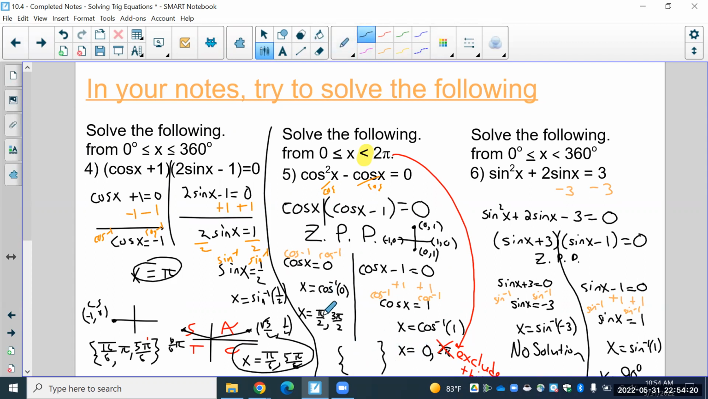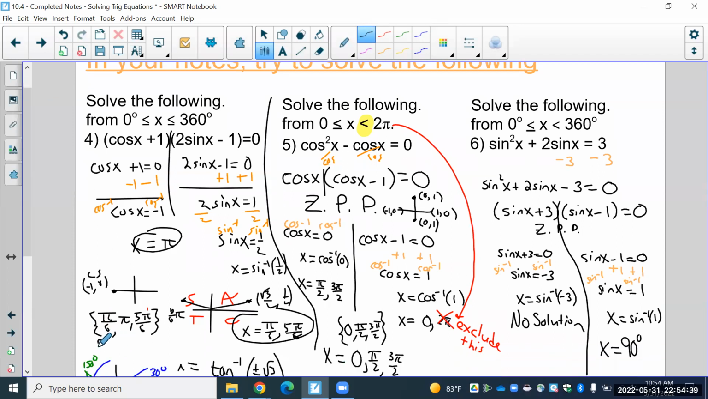So if I put these in order, the first one that was correct was 0, and then pi over 2, and then 3 pi over 2. Okay, and then we come back to 2 pi, but it was excluded just because they did it in the directions. And now that I look at my directions, these answers are all right, but they wanted them in degrees. So why don't we put them in degrees? This one would be 30 degrees, and then 180 degrees, and then 5 pi over 6 would be 30 degrees past 180, or 210 degrees.